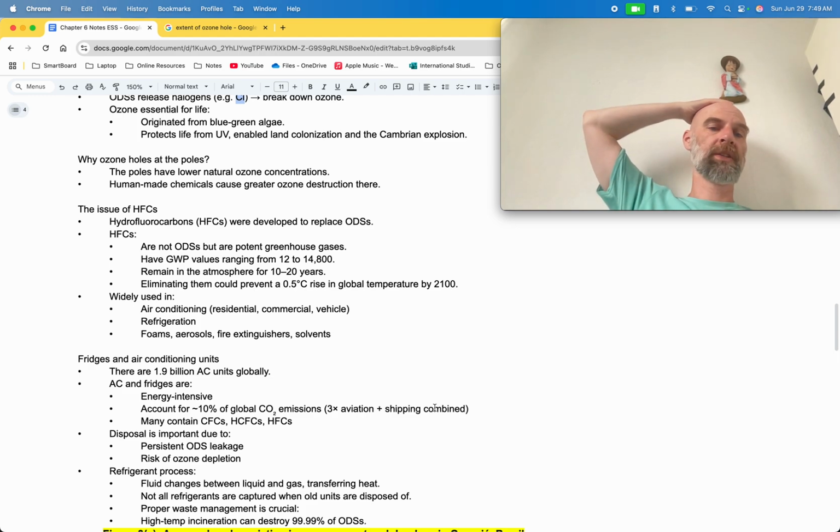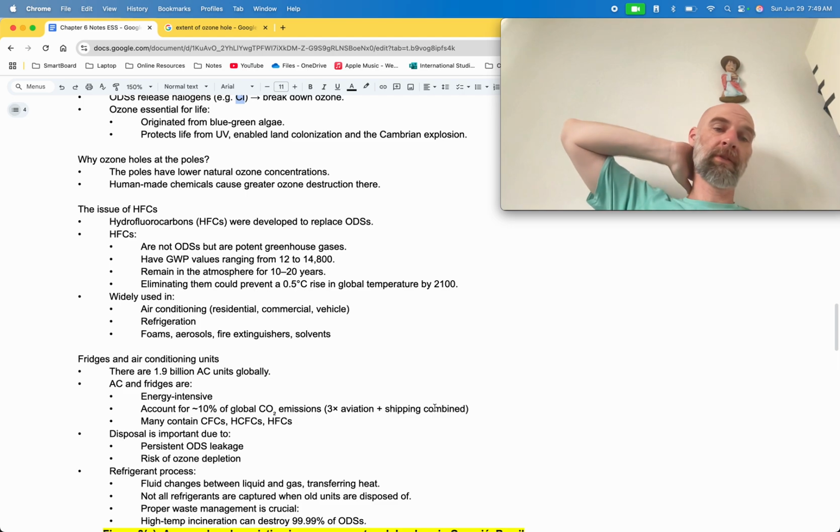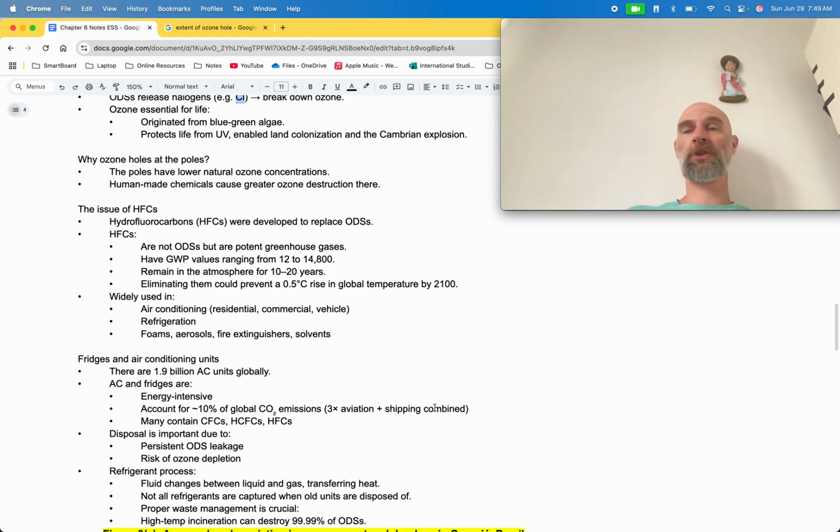So eliminating them would really help us reach that 1.5 Celsius goal. This is widely used in air conditioning, refrigeration, foams, aerosols, fire extinguishers, and solvents. All the stuff that we talked about with ODSs. So fridges and air conditioning units. There are 1.9 billion AC units globally, and it's only going to go one way.